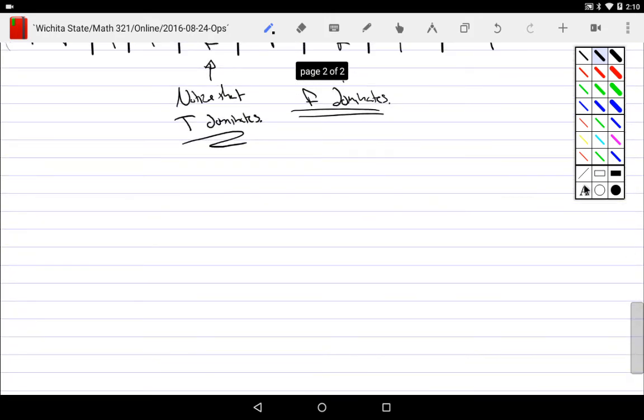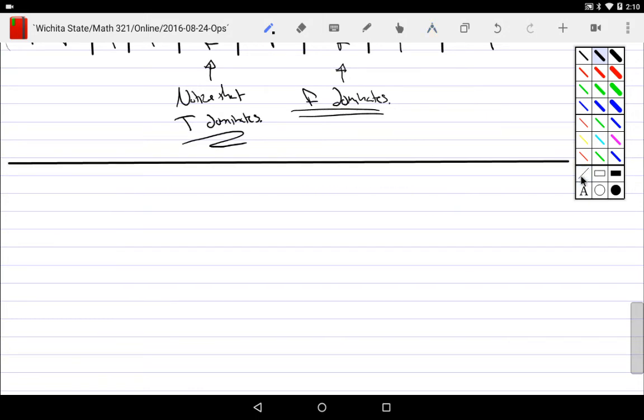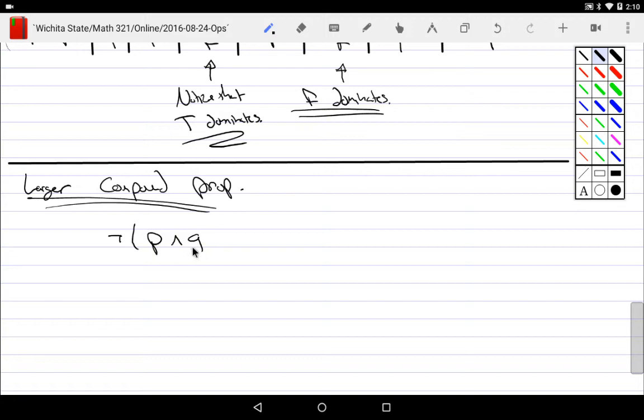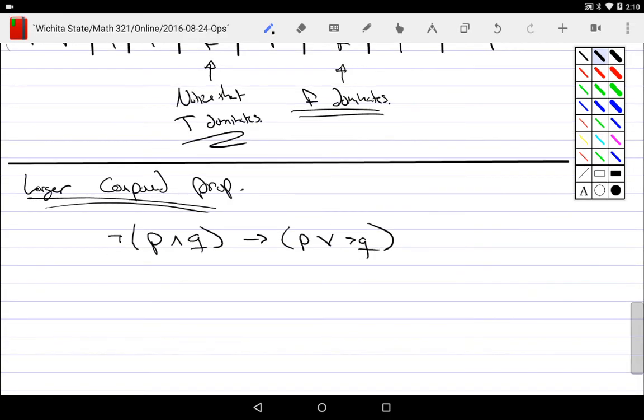Now, if we mix them up into a larger compound proposition, we could do things like, it is not the case that P and Q implies P or not Q, right? So if P is like my name is Paul, and Q is I run quickly: it is not the case that my name is Paul and I run quickly implies that my name is Paul or it is not the case that I run quickly. Now, it seems awkward, but that's fine. But it's a compound proposition.